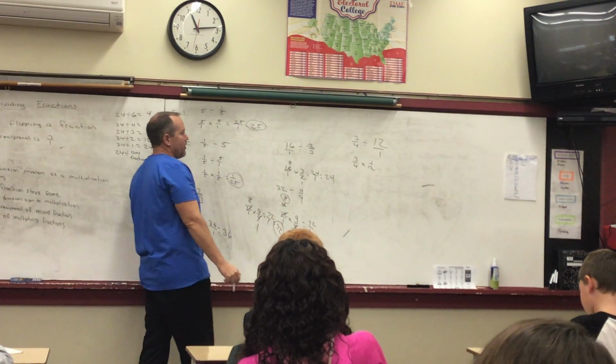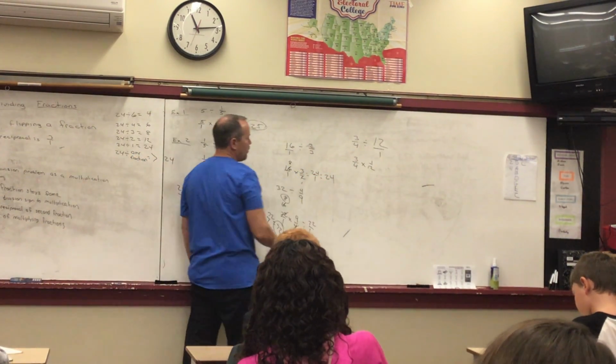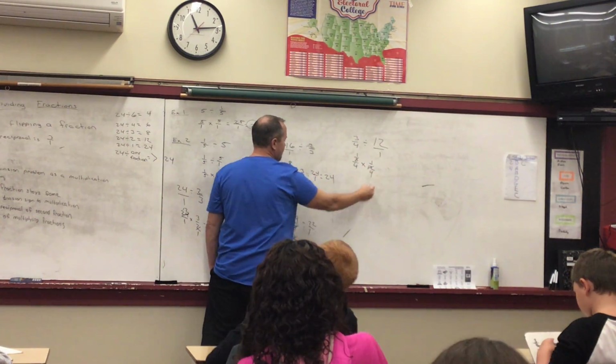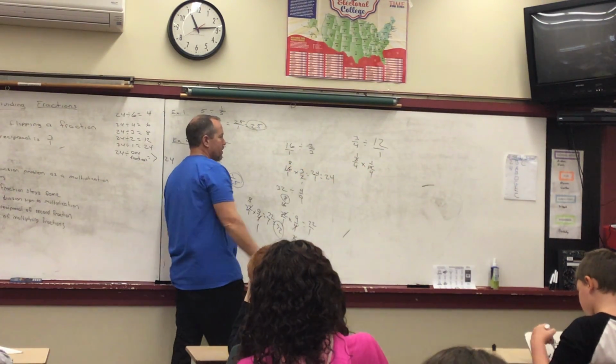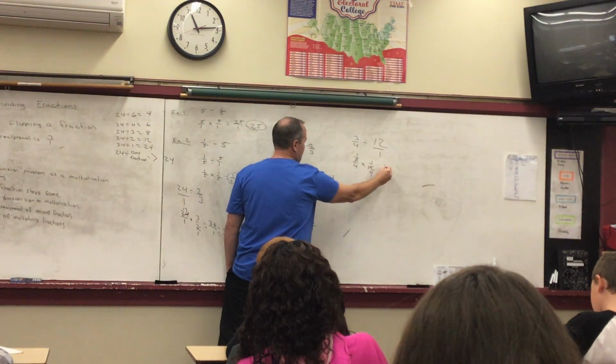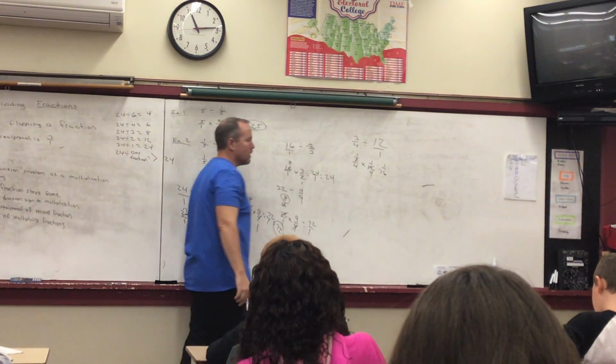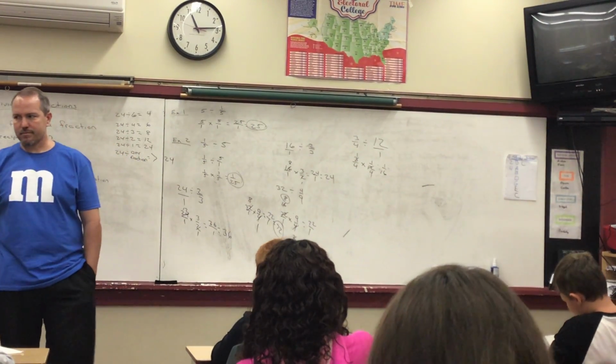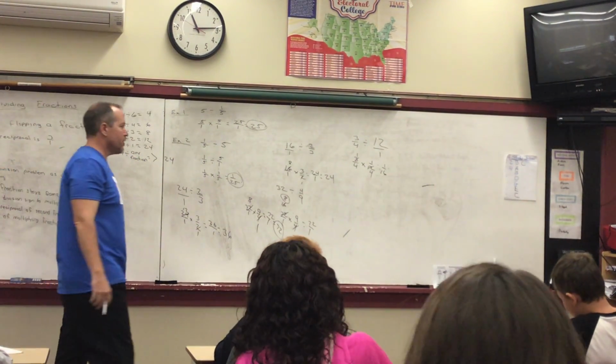Now we look to see if we can reduce. We can reduce the 3 and the 12, divided both by 3. 3 divided by 3 is 1. 12 divided by 3 is 4. Now I multiply. Top times top is 1. Bottom times bottom is 4. Give me 1/4. Do another one.